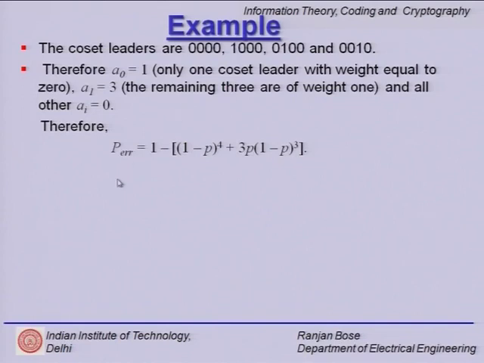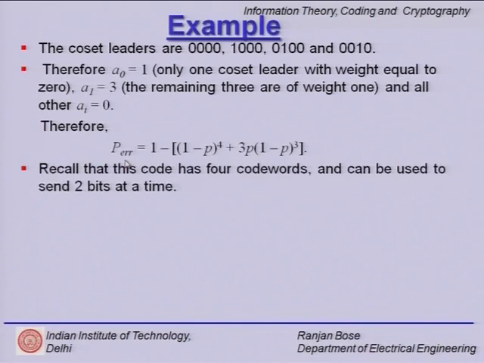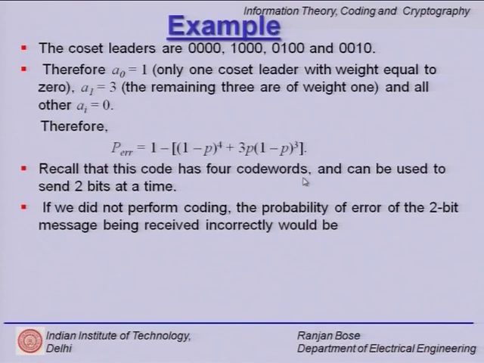So, therefore, if you plug in the values, you can get the probability of error as 1 minus, parenthesis open, 1 minus p raised to power 4 plus 3 p 1 minus p raised to power 3. We just plugged in the value for p error. So, please note that this code has 4 code words and consequently can be used to send out 2 bits at a time. So, what does it mean? Well, you have 2 options, either you do coding or you do not.